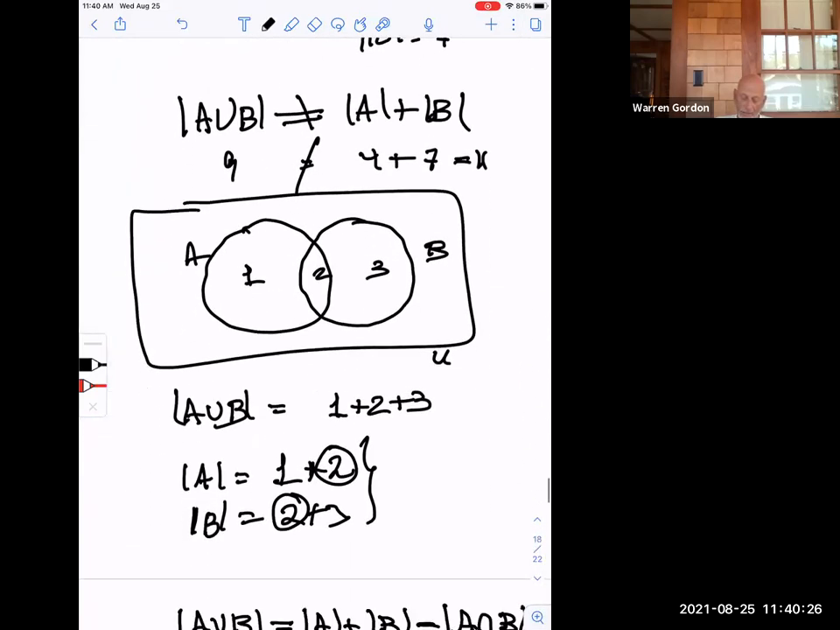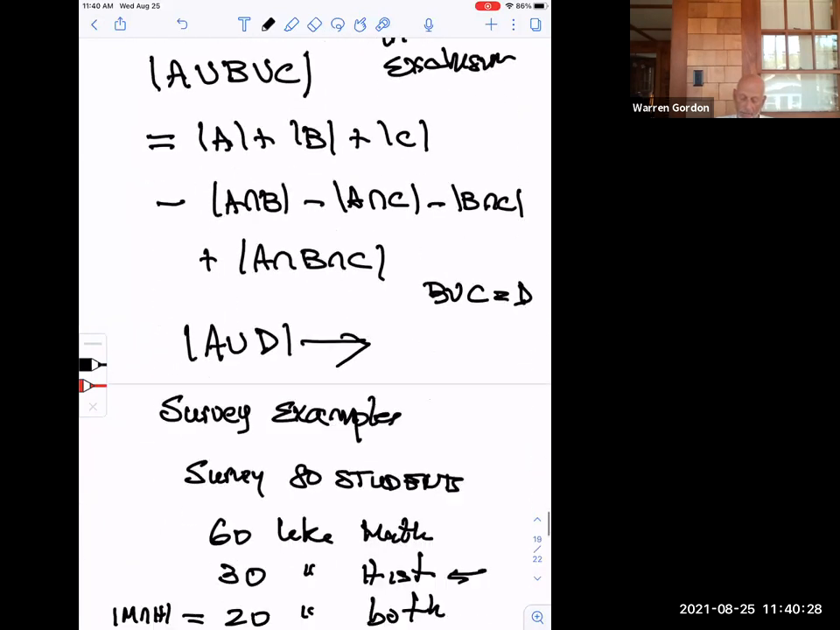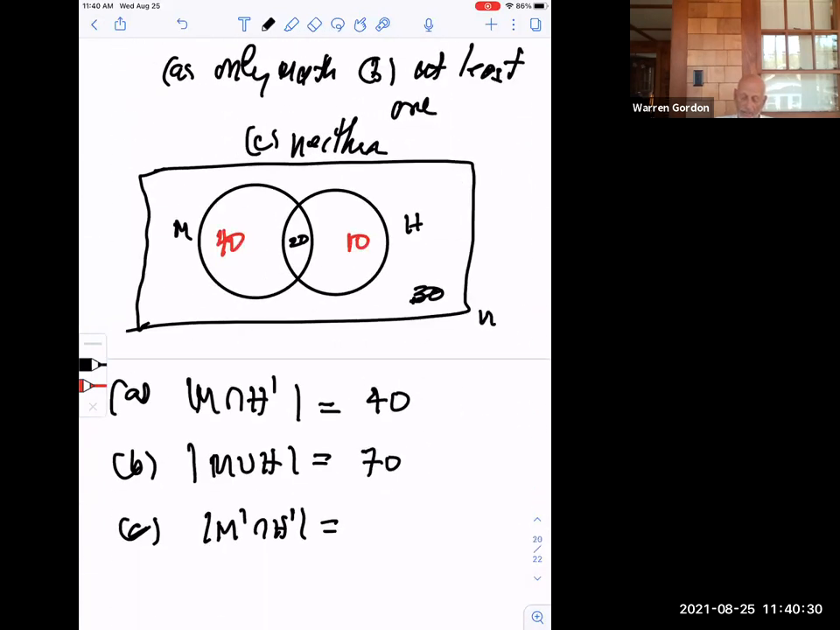Where I lost the place. Where? This number is wrong. Since there are 80 students, this is 10, correct? So this must be 10.